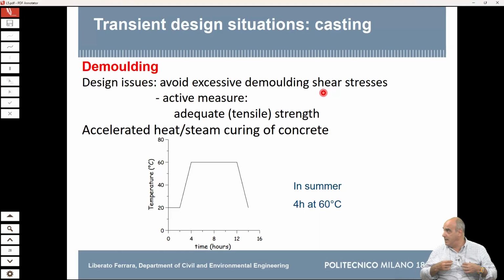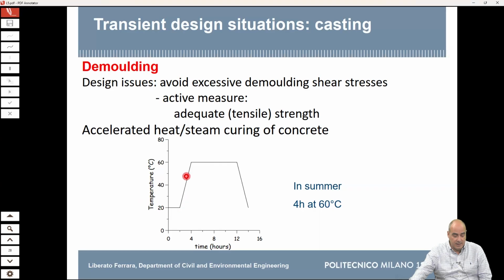This diagram here is a typical curing process in a precast factory. You can see that you start at 20 degrees, hopefully the average temperature, but in summer, in a precast yard, you can go to 35 easily, whereas in winter you can be around 10, 15, not less, because it's covered and somehow heated. So you start here, you have a stabilization, then you start your ramp up.